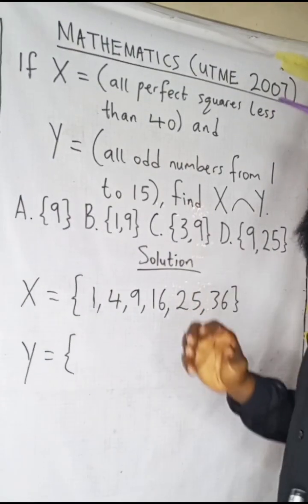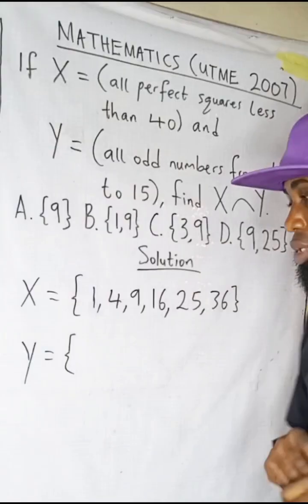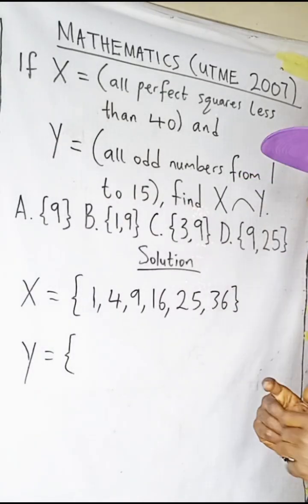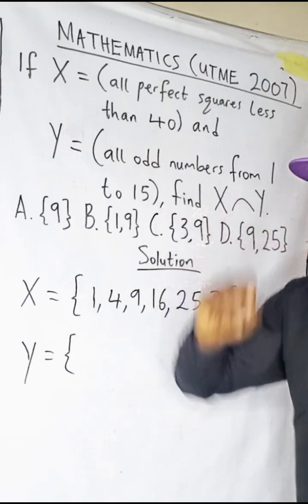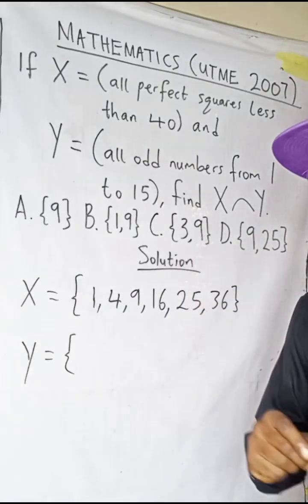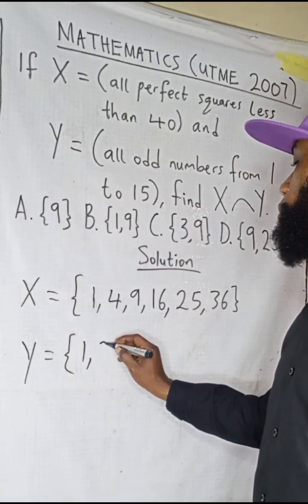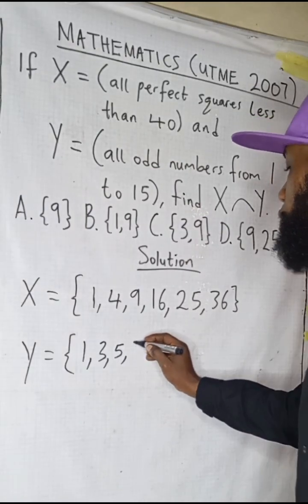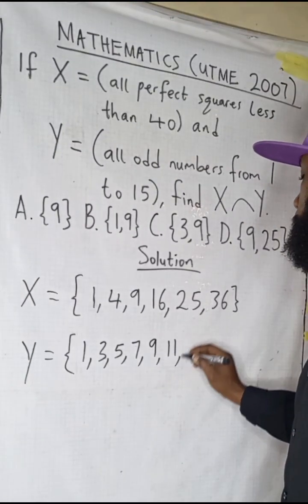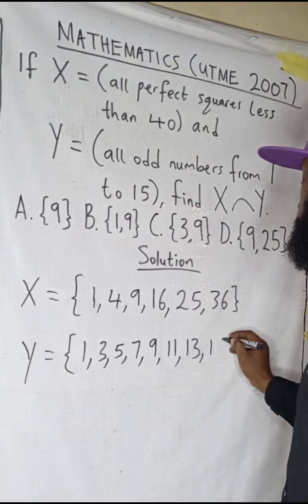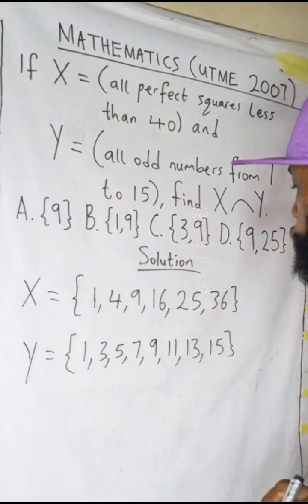What about y? y is a set of all odd numbers from 1 to 15. An odd number is a number that cannot be divided by 2 without a remainder, which means if you divide an odd number by 2, you must have a remainder. So we have 1, 3, 5, 7, 9, 11, 13, and 15. They are all odd numbers from 1 to 15.